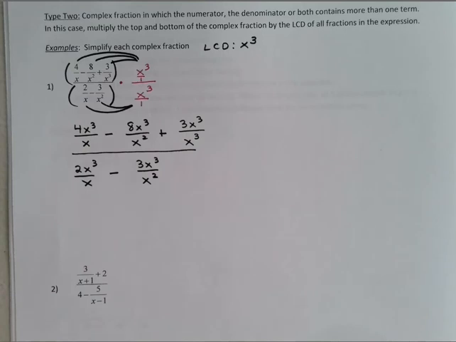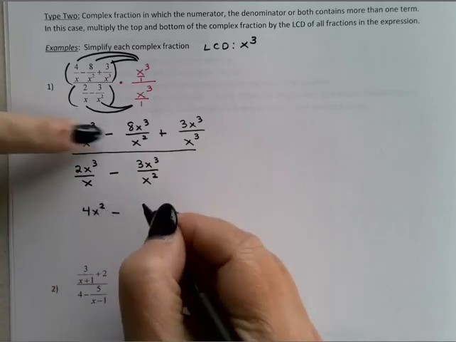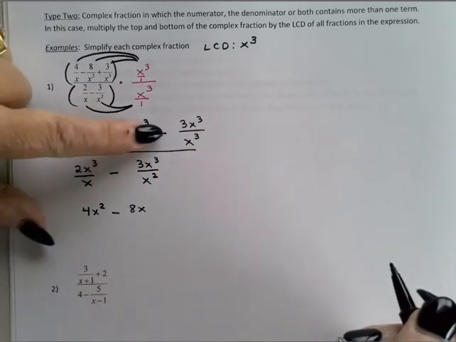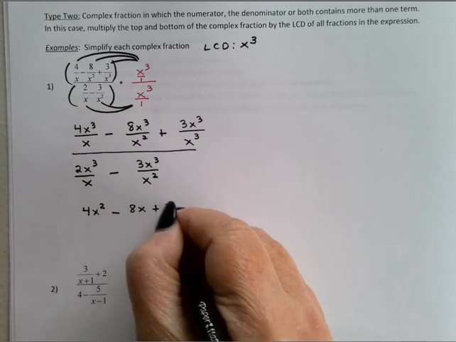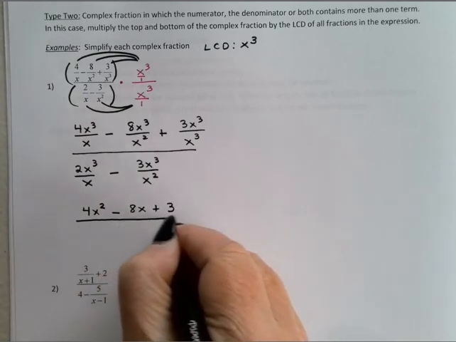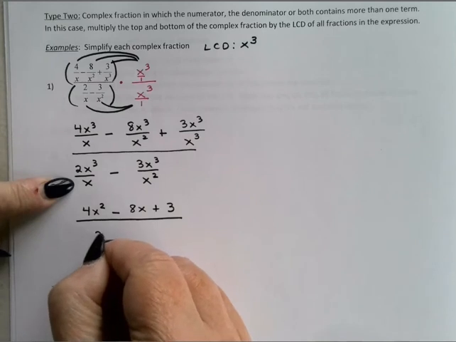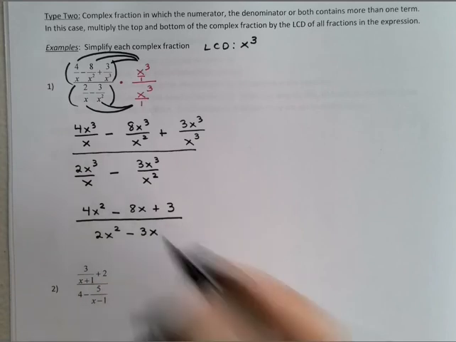Each of these small individual fractions should now simplify to a non-fractional term. Here we would have 4x squared minus 8x to the first. Notice I'm just subtracting exponents. Here the x cubed over x cubed is just 1, so all I'm going to end up with is a plus 3. On the bottom I would have 2x squared minus 3x to the first.